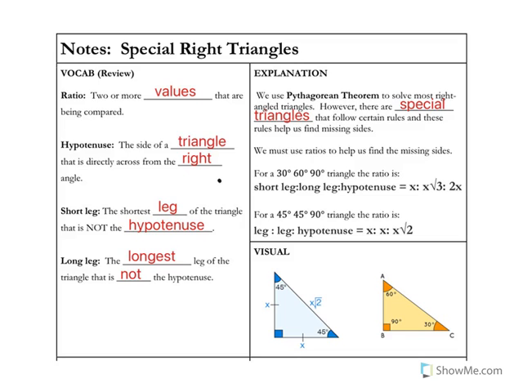The shortest leg of a triangle that is not the hypotenuse. So you need to be careful, you know where the hypotenuse is. So you're looking for the short leg, and then you're looking for the long leg. These are used in the ratios for special triangles. So let's look at the explanation.